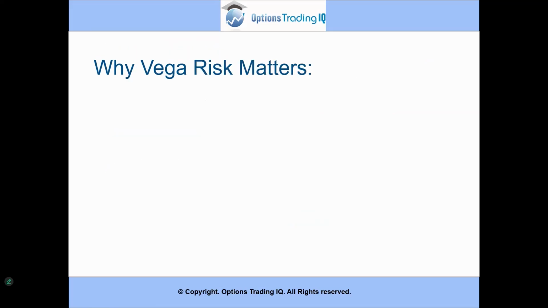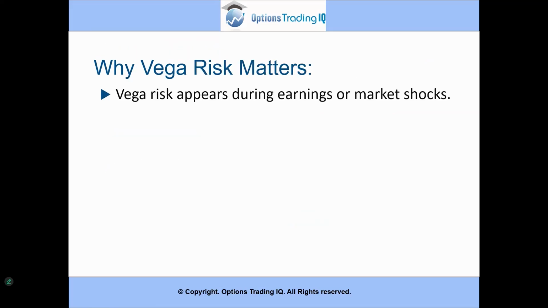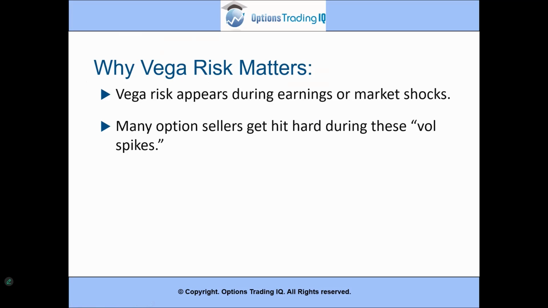So why does it matter? Well, Vega risk appears during earnings or market shocks. Think about when we get a geopolitical risk, some sort of negative announcement in the market, volatility spikes, that's going to impact anyone who's selling options. Many option sellers get hit hard during these vol spikes.